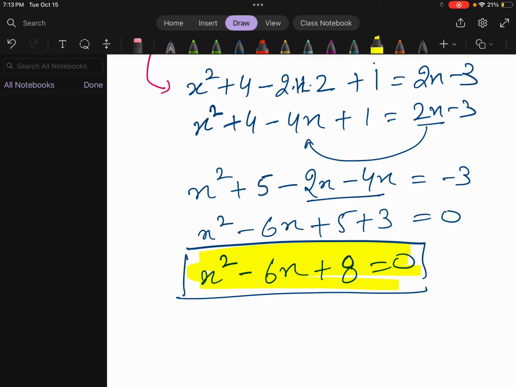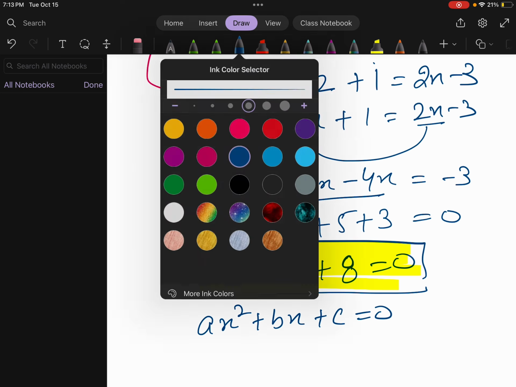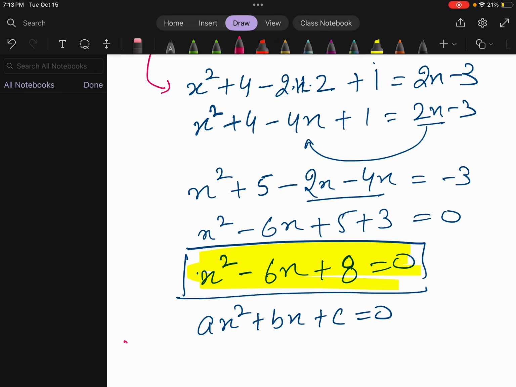Now, when we are discussing the definition of the quadratic equation, in the general form we said ax square plus bx plus c is equal to 0. So what is the value of a? Let's take this one: 1x square, minus 6x plus 8 is equal to 0. Comparing this, a is equal to 1, b is equal to minus 6, c is equal to 8. And the degree of this equation is 2.